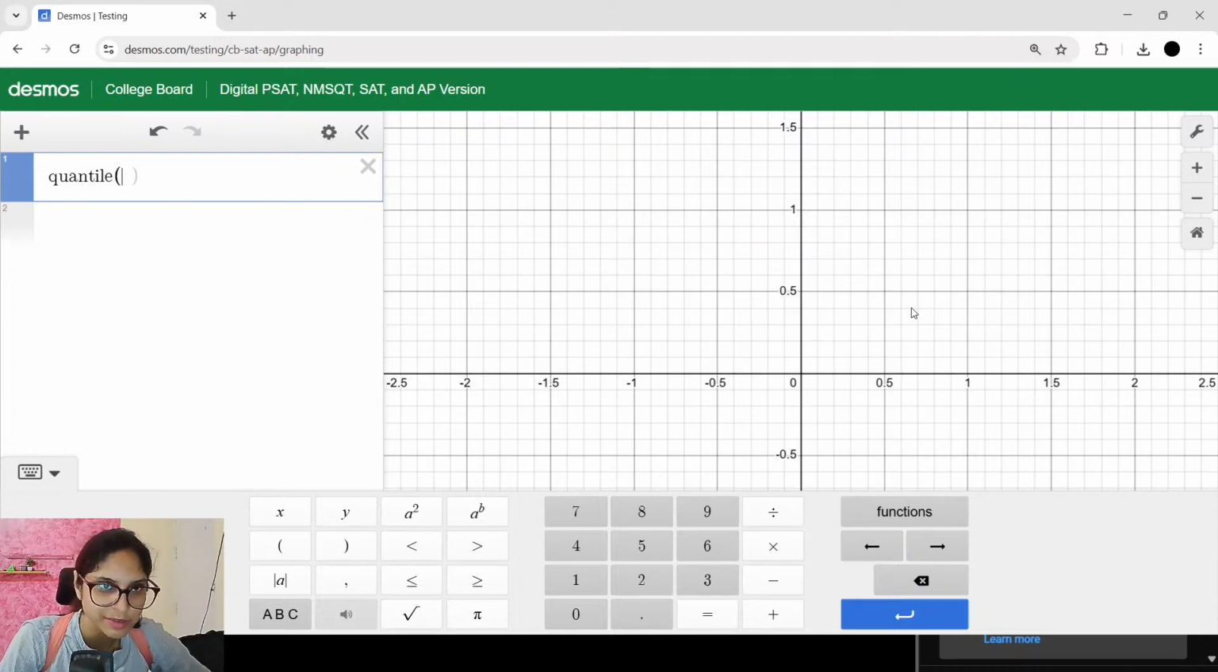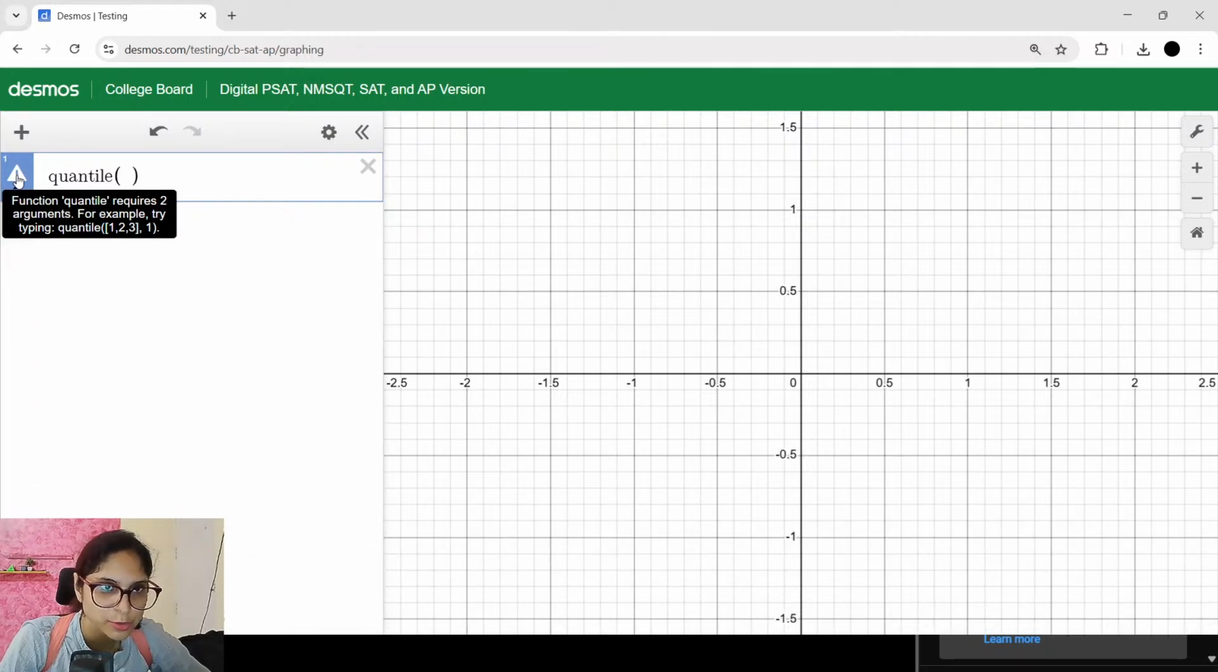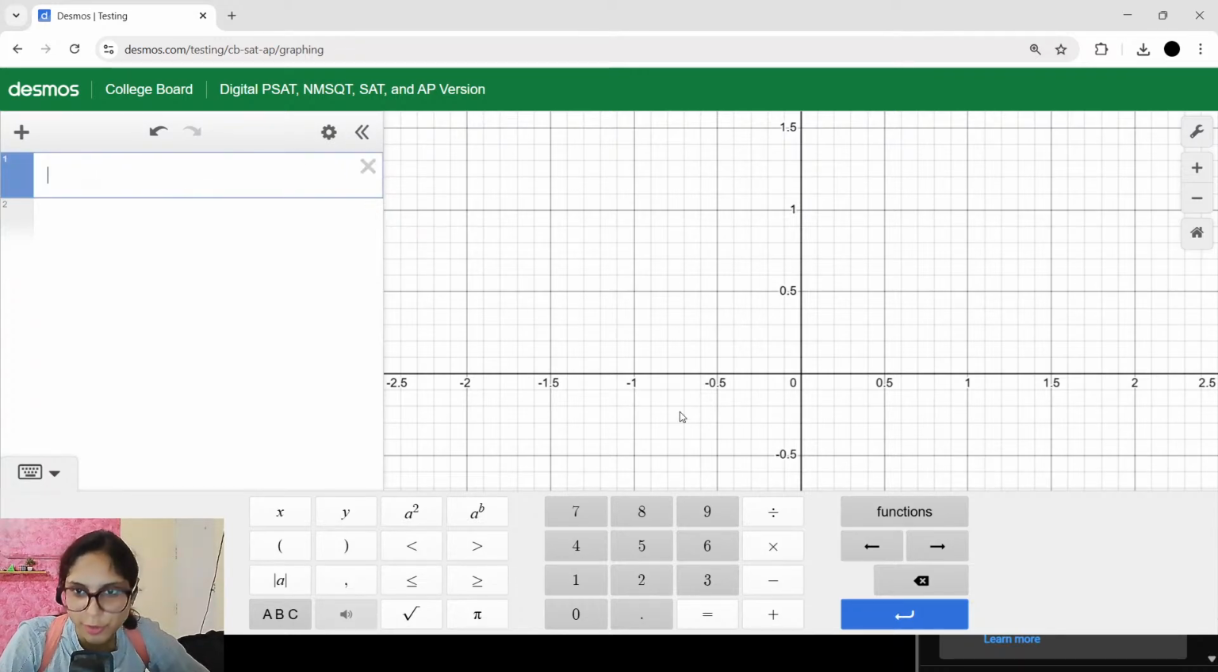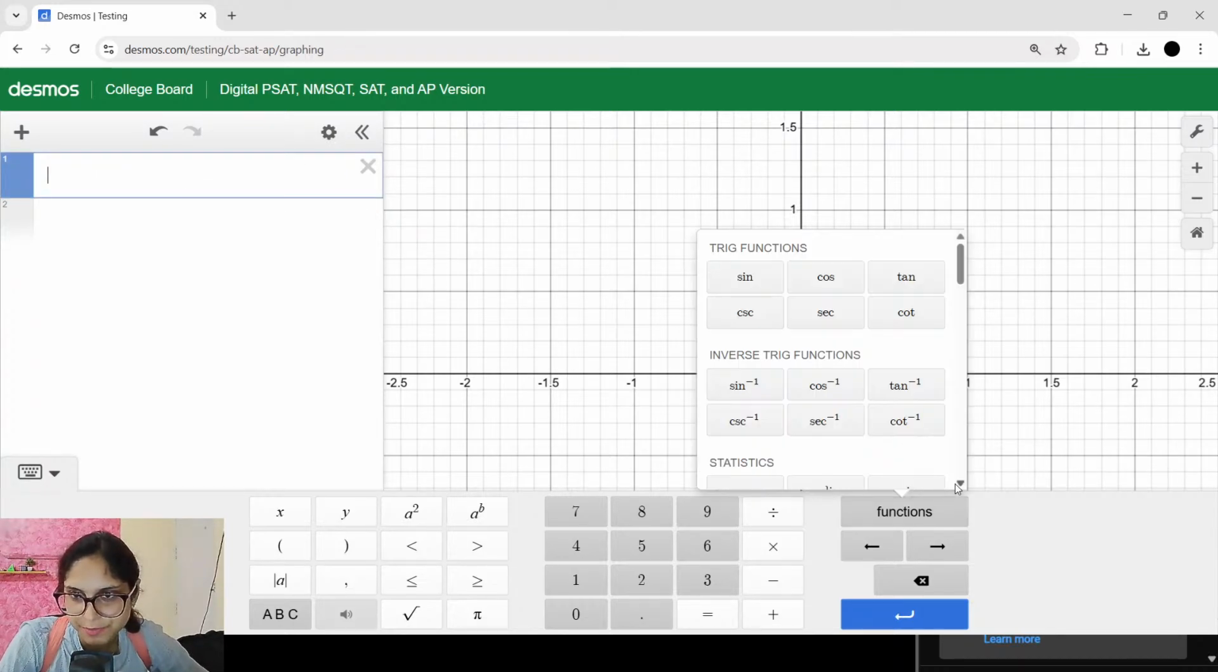I don't know what is quantile. We have never learned about it. So let's see what it is saying. Here also you have to give two arguments. But quantile, we're not going to use it, so I'm not going to explain it.